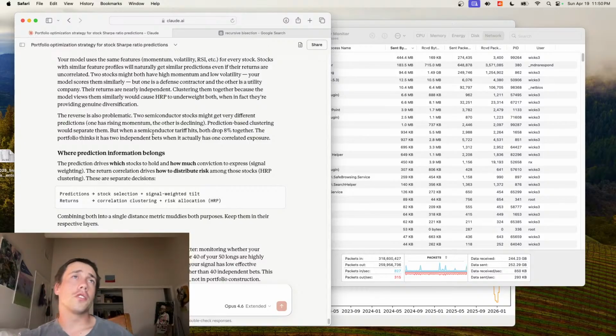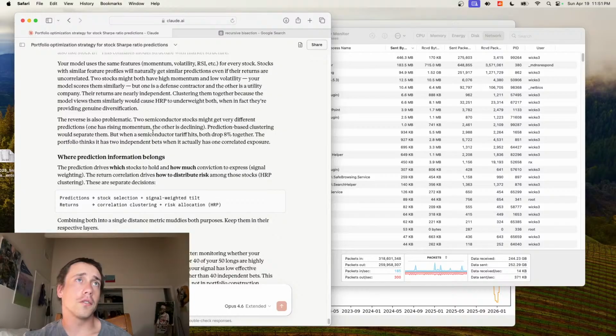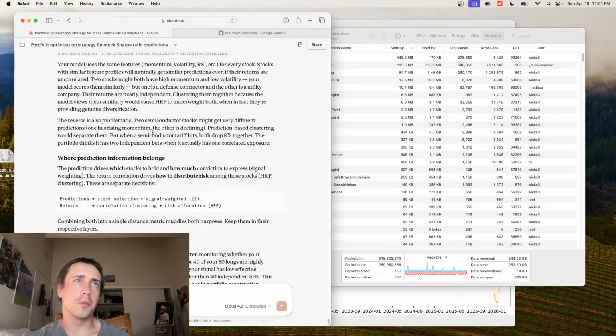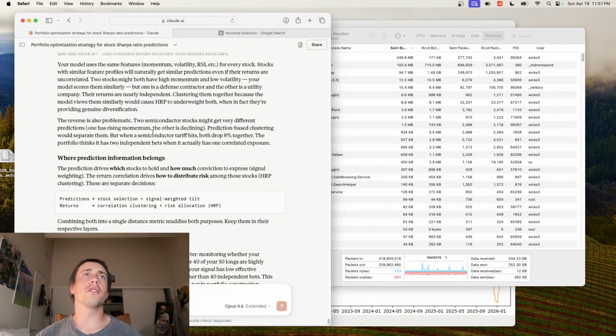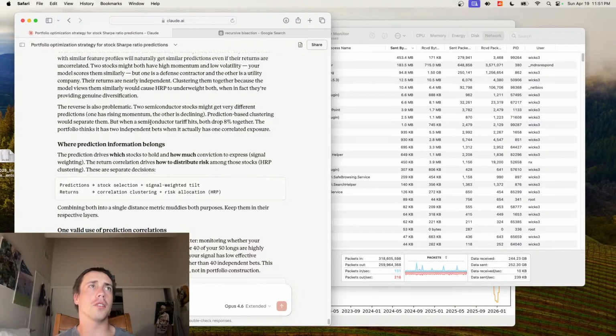Your model uses the same returns, same features for every stock. Stocks with similar feature profiles will naturally get similar predictions. Well, if the feature profiles are the same, it seems like they're correlated in some way. Two stocks might both have high momentum and low volatility. Your model scores them similarly, but one is a defense contractor and the other is a utility company.